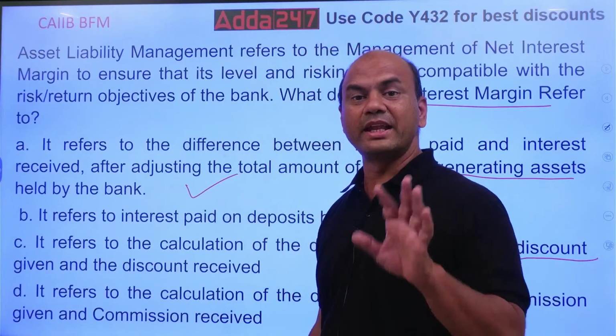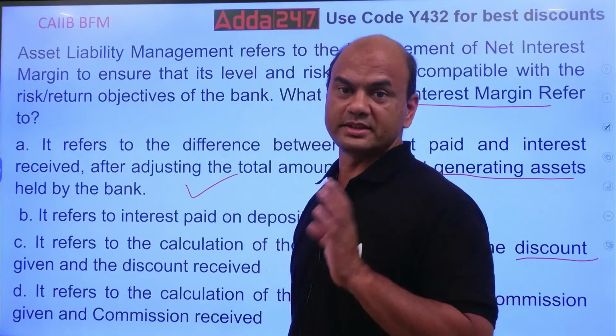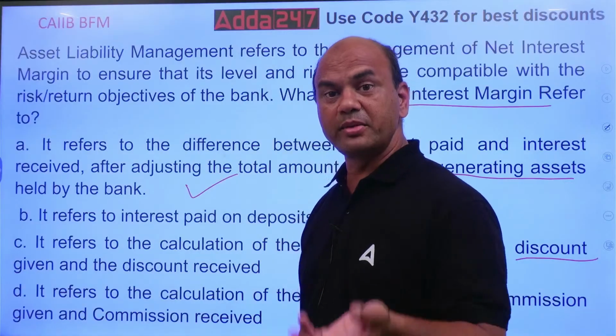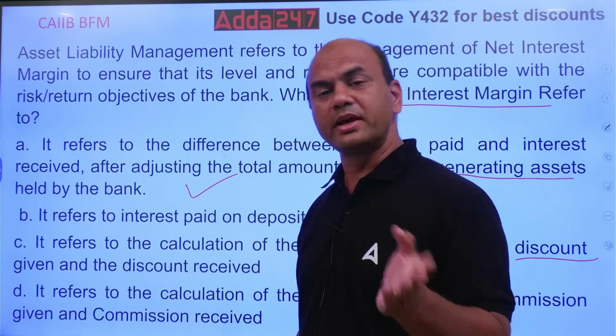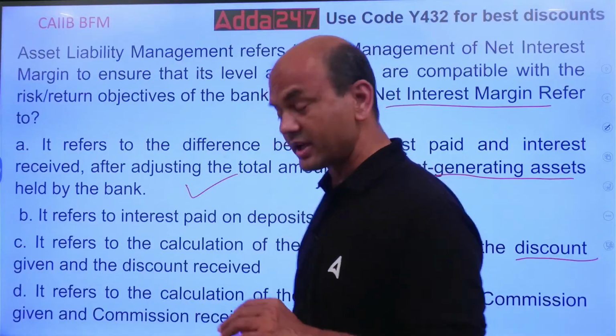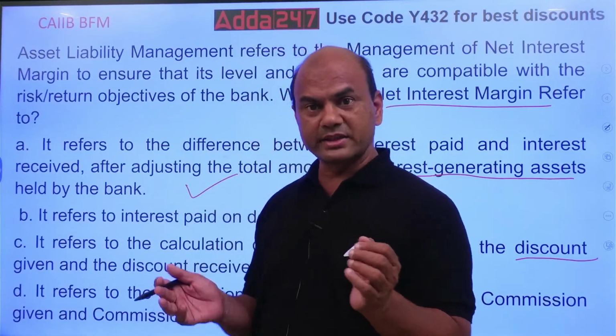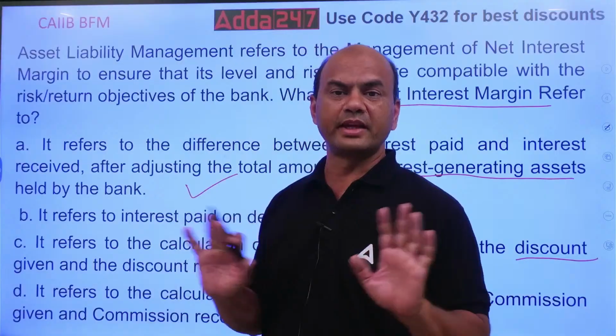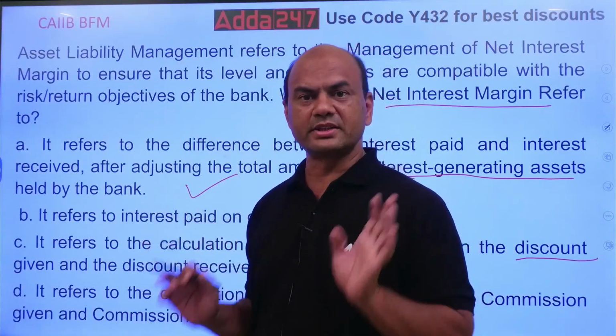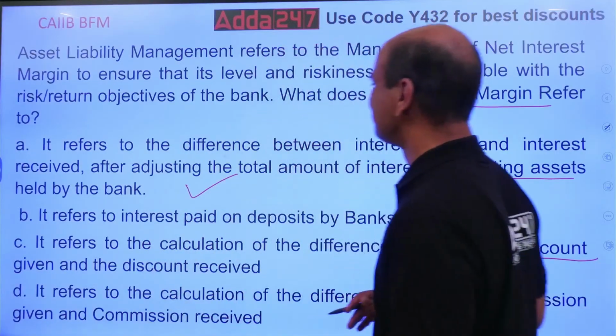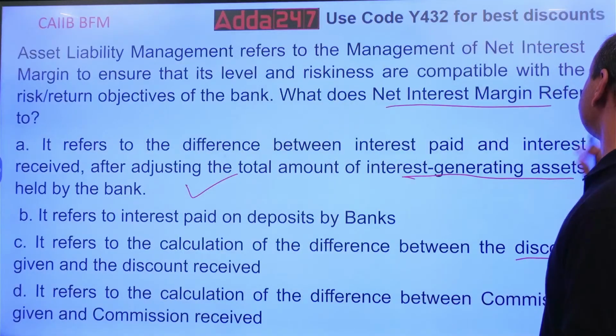First one, A, right? Just now I gave you NII upon assets. Okay, NII means what? Loan interest minus deposit interest. The interest which I receive minus the interest which I give. That's the difference, upon assets. Okay. So the answer is A.